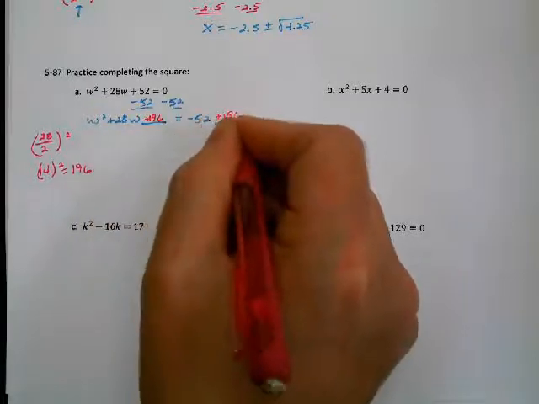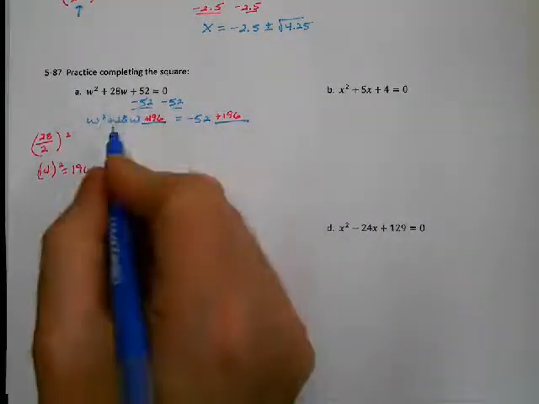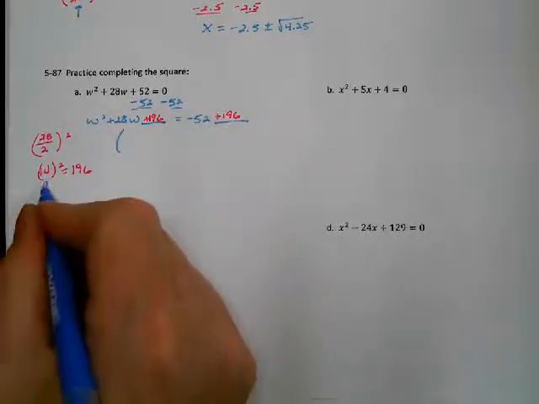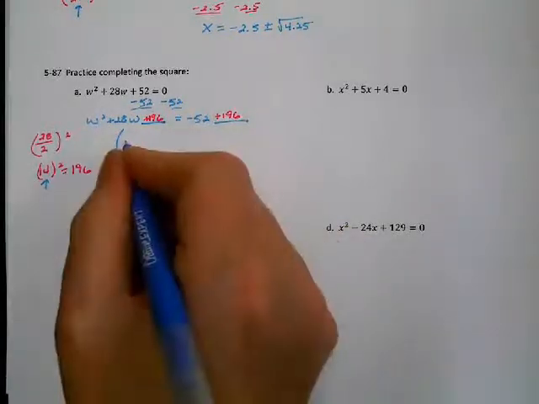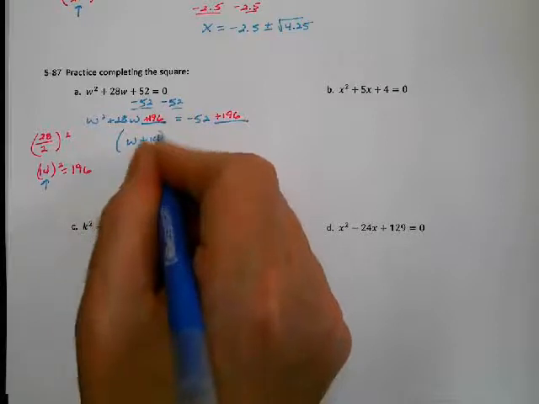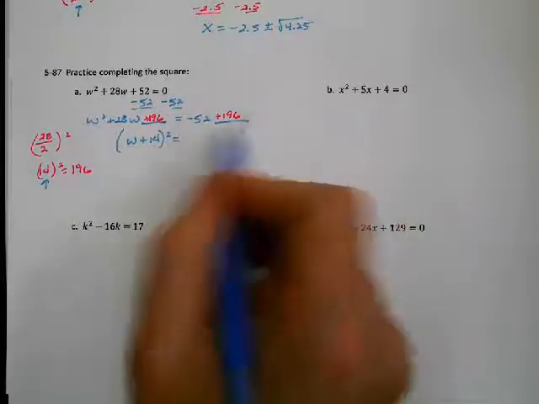All right, so this perfect square over here, remember the number that I squared was 14. So this is w plus 14 squared equals 196 minus 52, that's 144.